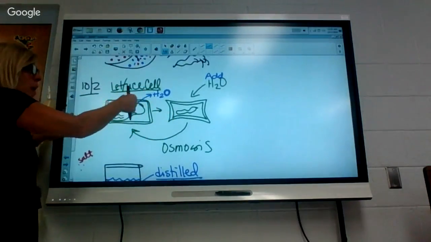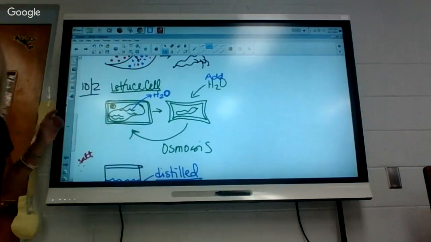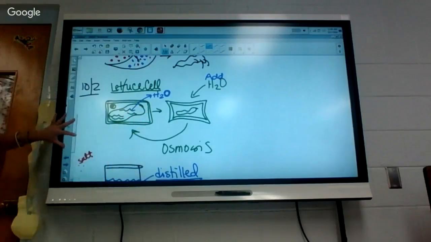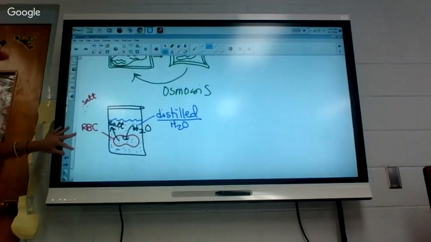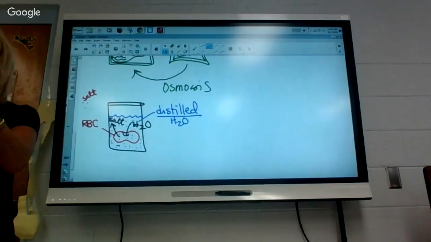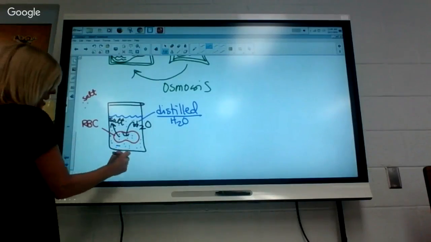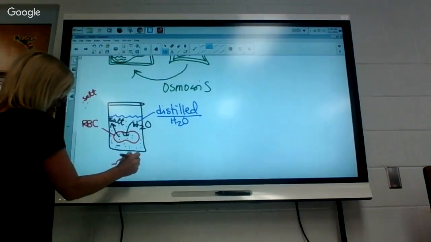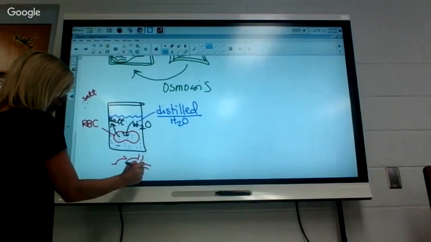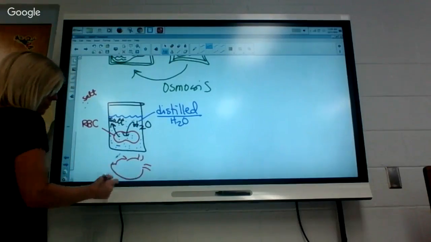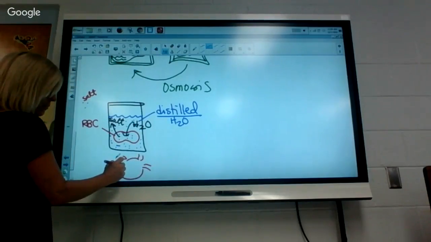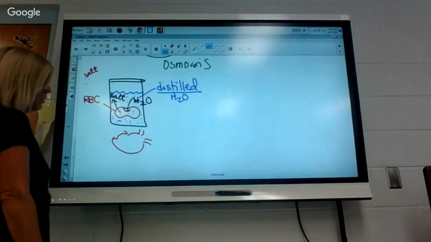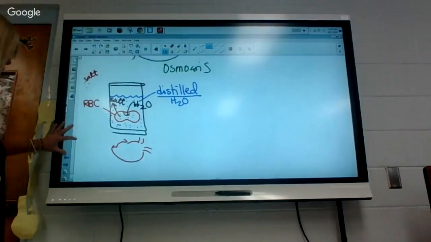And if I keep putting water in, what does it have? And this was one of your questions on your lab. What do the plant cells have that our animal cells don't have? Right. If we had cell walls, they wouldn't burst, but we don't. So it's going to get so big that it explodes. So it ruptures or busts open. All right. So it swells and it gets bigger.